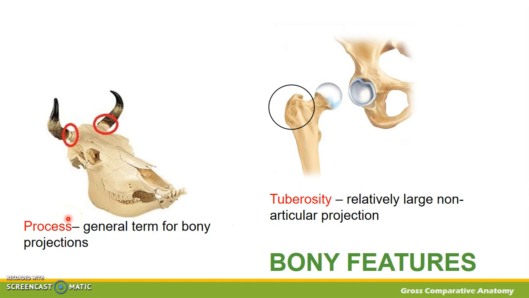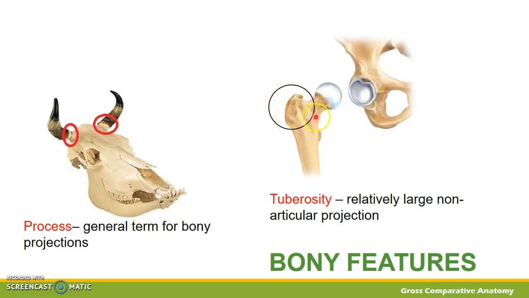For the non-articular processes or non-articular projection, a good example is the process. So this is a general term for any bony projections. Take note of this. This is the cornual process. So this serves as the base of the horn. They do not articulate, but they protrude on the frontal bone. That's why they are considered as non-articular projection.